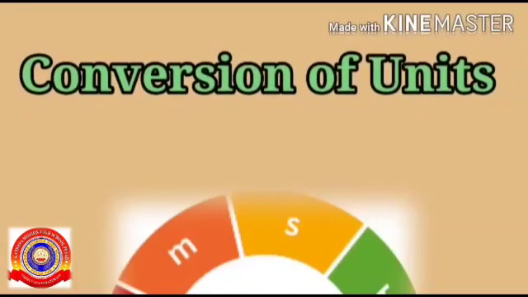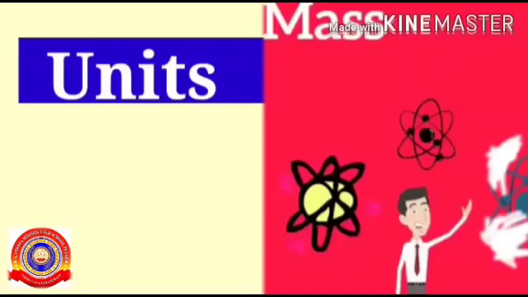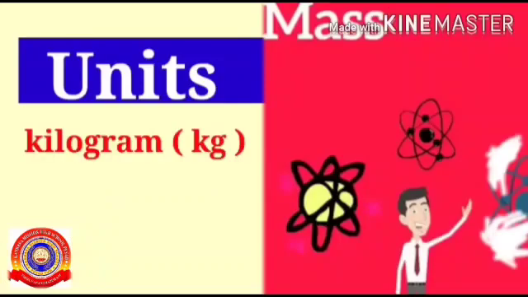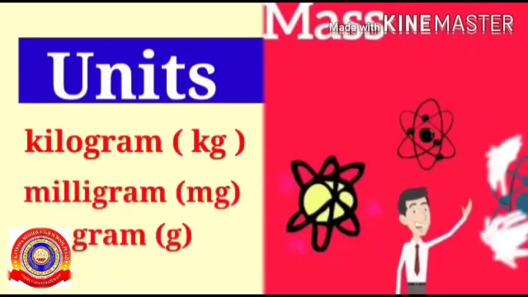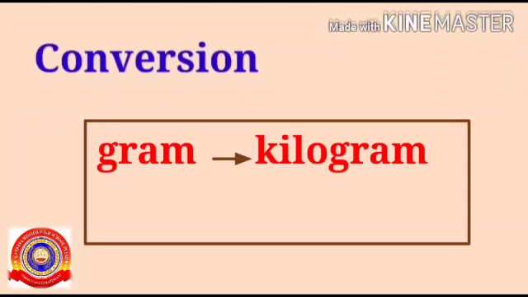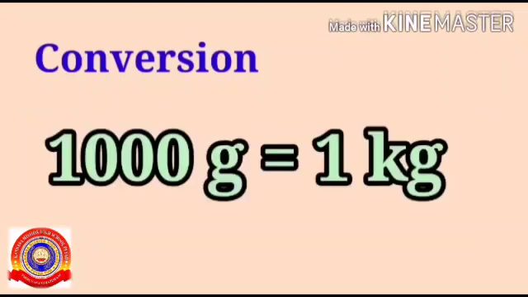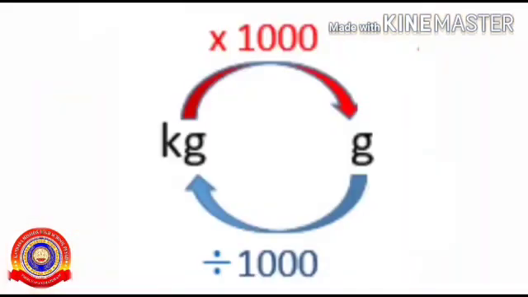In the second part of conversion of units, we will look at mass first. As we know, kilogram is the basic unit of mass. Along with it, we use gram, milligram and many other units for our convenience. Let's look at how to convert gram to kilogram. We know 1000 gram equal to 1 kilogram. So, to convert kilogram to gram, multiply with 1000, and gram to kilogram, divide by 1000.